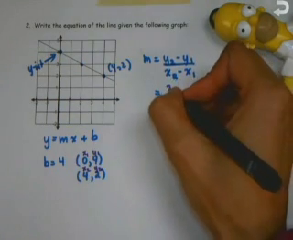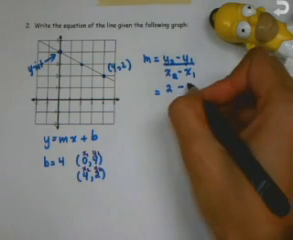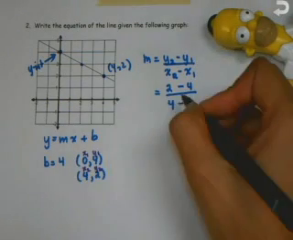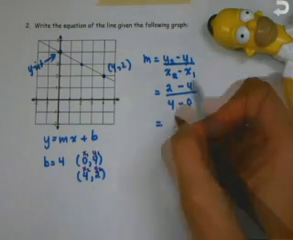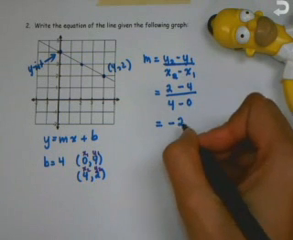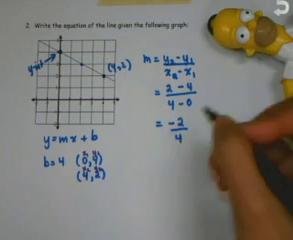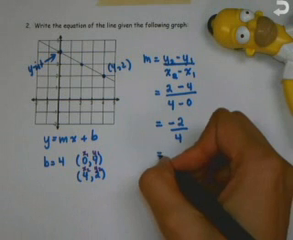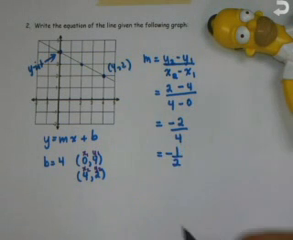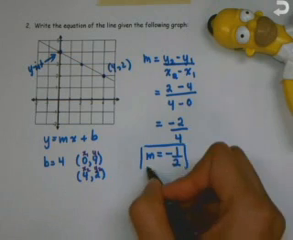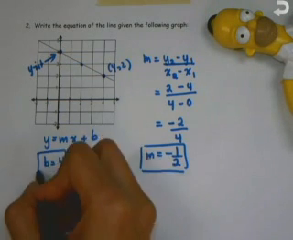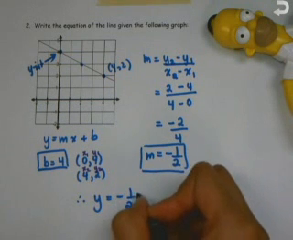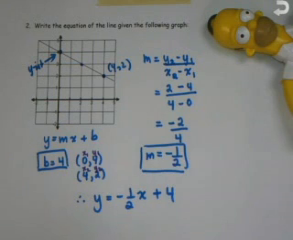y2 is 2 minus y1, which is 4, all over x2 which is 4 minus 0. So 2 minus 4 gives us -2. 4 minus 0 is 4. Now, when we have a fraction, we never leave it that way. If we can reduce, we always reduce. So negative 2/4 can be reduced down to negative 1/2. So our m is negative 1/2, and our b, our y-intercept, is 4. Therefore, our equation is y equals negative 1/2 x plus 4. And we're done.